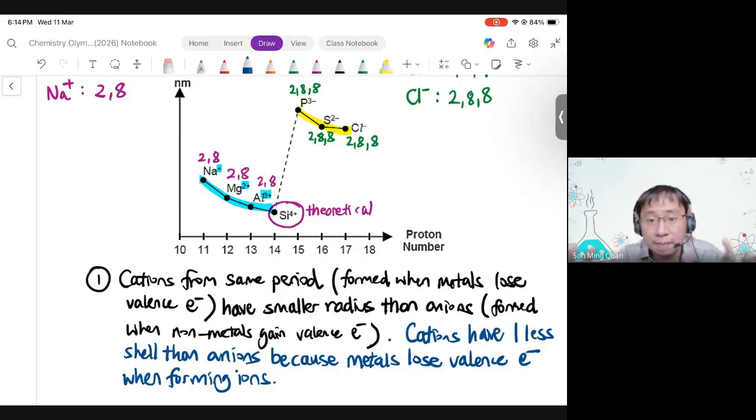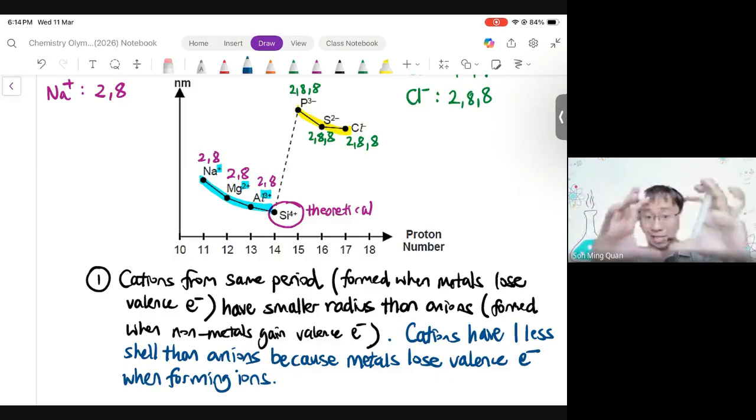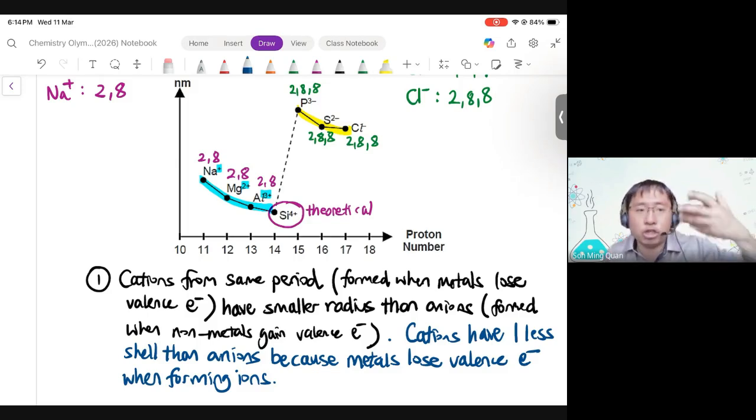So literally, when I describe a graph, I will describe the bigger trend first. Bigger trend means what? The bigger trend obviously is the difference between the anions and cations. There's a big difference, right? So if there's a big difference, I will start off by describing the big difference first. Always have this structured thought process. When you look at a graph, always go for the bigger trend first. The bigger increase first, the bigger decrease first. In this case, the bigger difference first. All right.